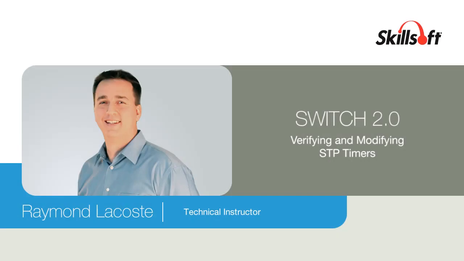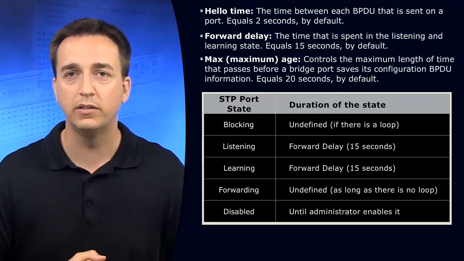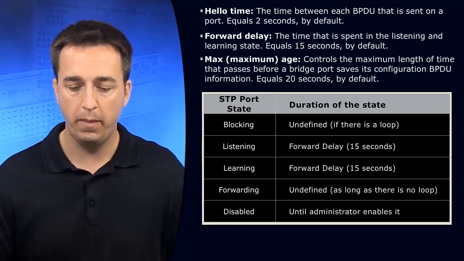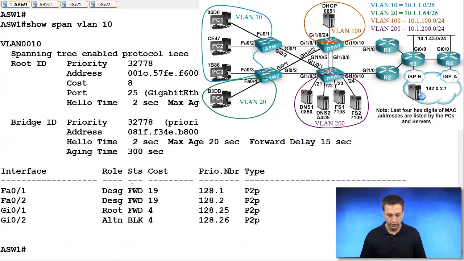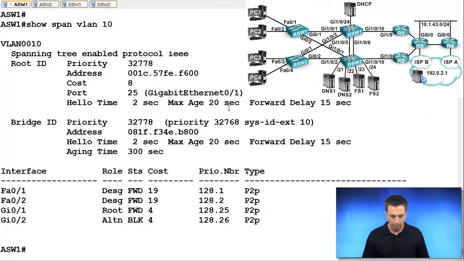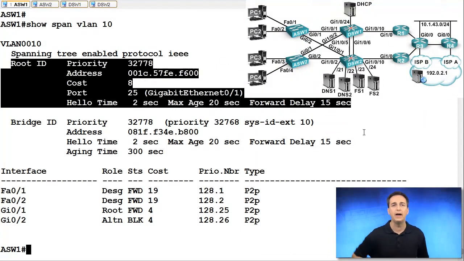How can we verify and modify the spanning tree protocol timers that are in use? If we go to ASW1, if we type in show spanning tree for VLAN 10, we can see in this output that the root bridge is identifying the hello time as 2 seconds, the max age time as 20 seconds, and the forward delay time as 15 seconds.